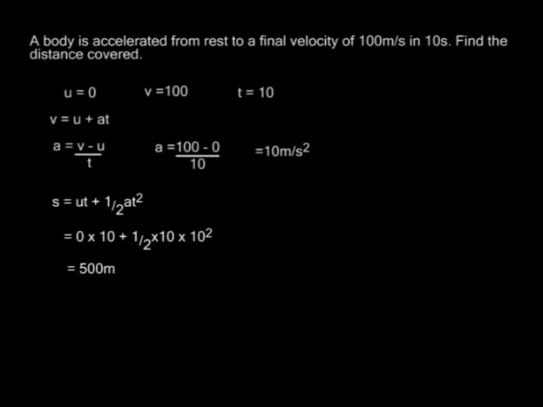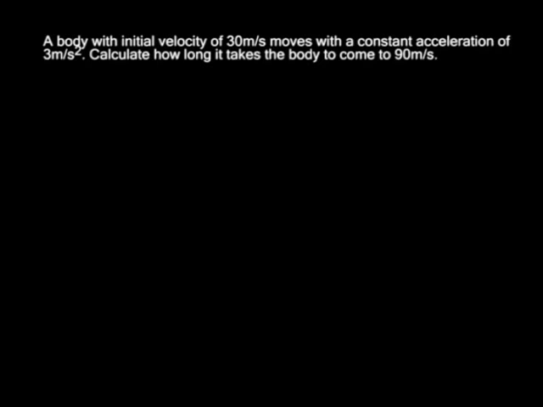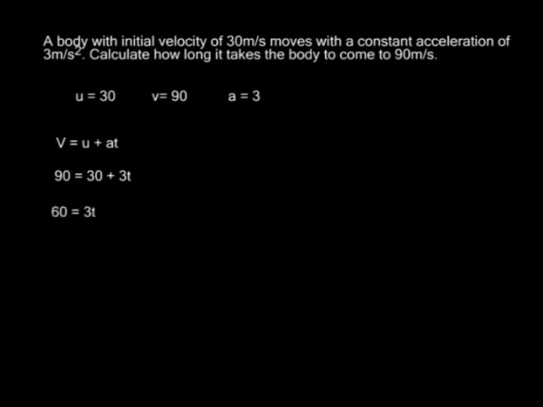Another example: a body whose initial velocity is 30 meters per second moves with a constant acceleration of 3 meters per second squared. Calculate the time taken for the body to come to 90 meters per second. Again, collect the information. u is 30, v is 90, a is 3. We can use the first equation: v is equal to u plus at. 90 is equal to 30 plus 3t. 60 is equal to 3t. And t is equal to 20 seconds.